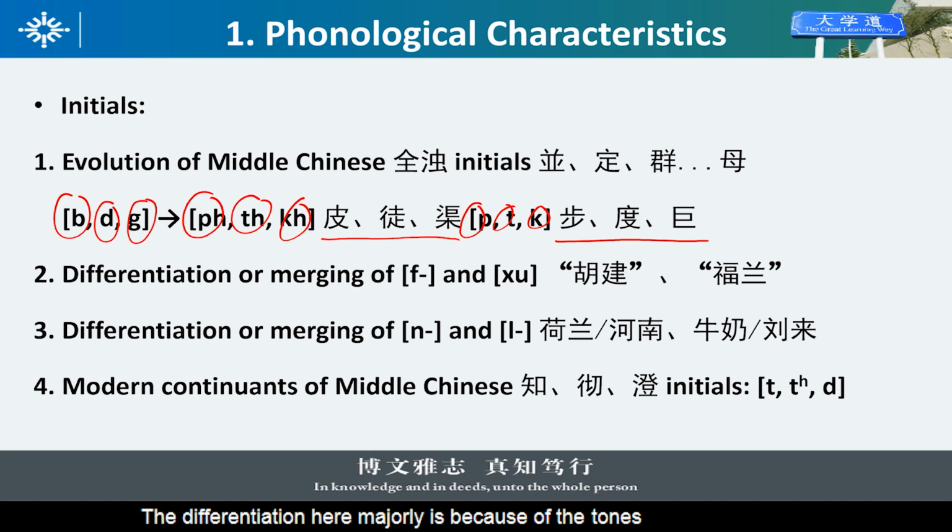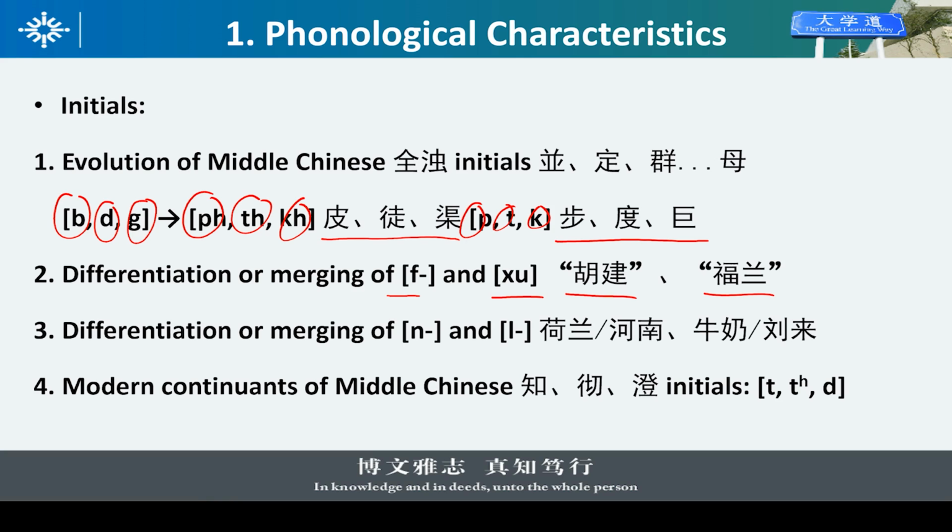The differentiation here is majorly because of the tones, the difference of tones of the consonant. Well, the second criterion includes the differentiation or merging of two consonants, f and h. Sometimes we say 复合部分 or 复合区分. Like in some dialects, Fujian is pronounced like Hujian. Hunan is sometimes pronounced as Fulan. This can be regarded as the criteria or features to distinguish different dialects.